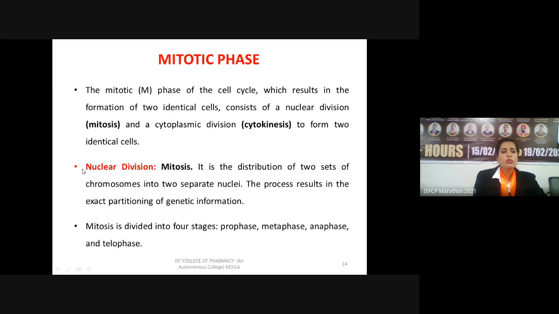So in the case of nuclear division, that is mitosis, it is the distribution of two sets of the chromosomes into separate nuclei. This process results in exact partitioning of the genetic information. Hence, we can say that during the nuclear division, the division of the genetic material takes place. Mitosis is further divided into four different stages. The first stage is prophase, second is metaphase, third is anaphase, and the last stage is telophase.